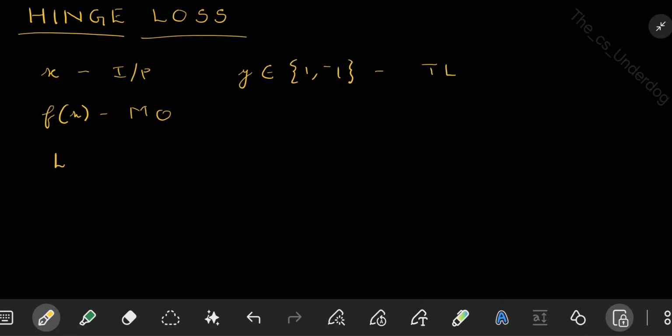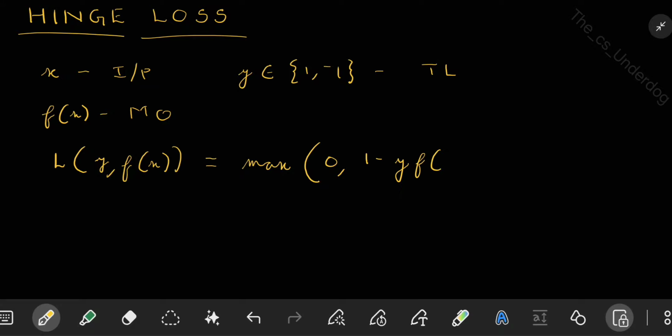This is the loss function. L is the loss function. You have y and f of x. That is, the loss function has to do something with y and f of x, because y is the real label and f of x is the score that the model is outputting. Your loss function looks like this. It should be max of 0 and 1 minus y into f of x. This is the simple loss function that is used for hinge loss.